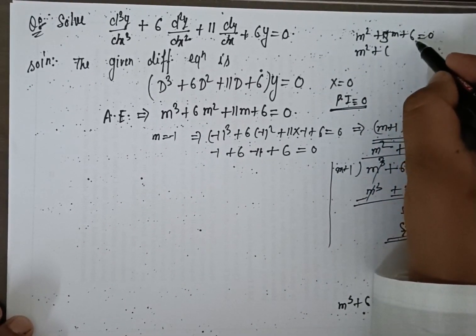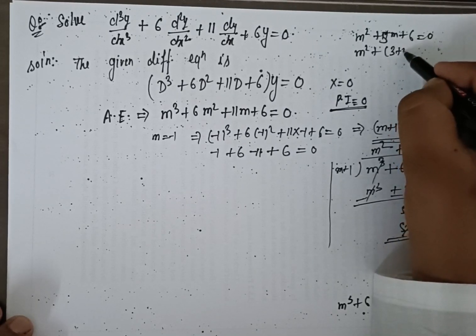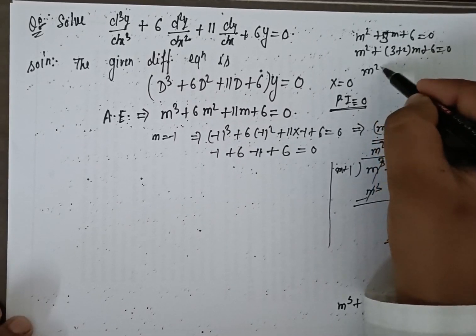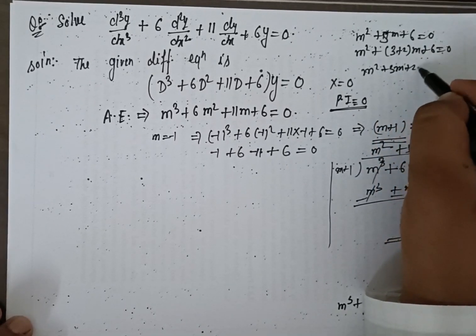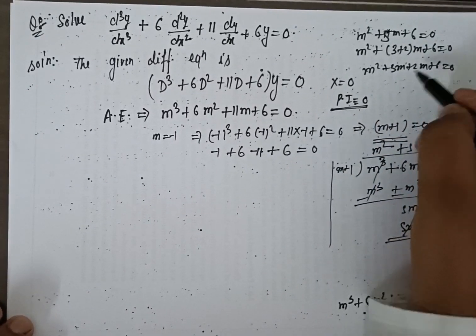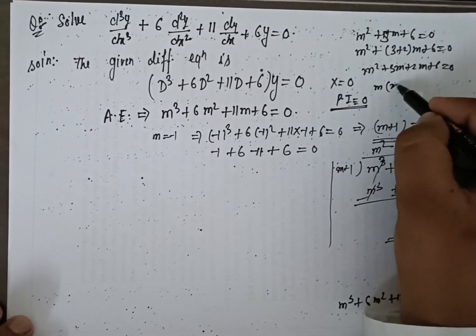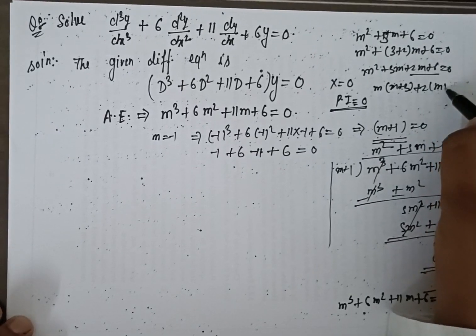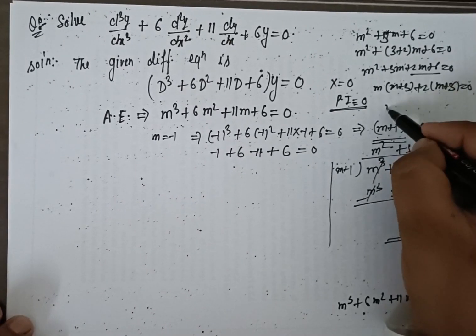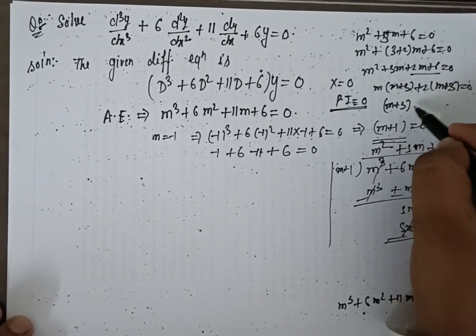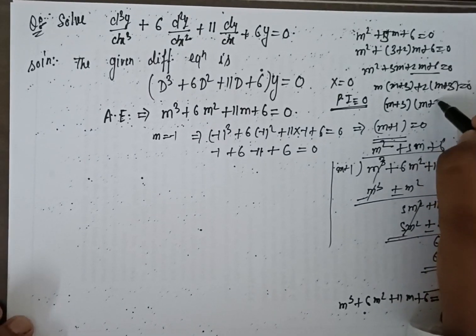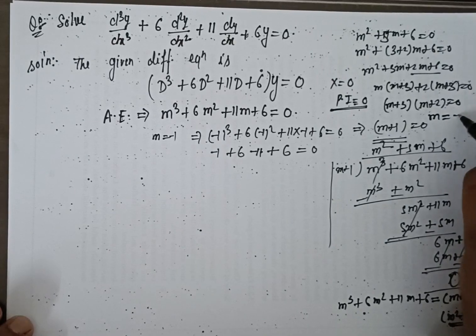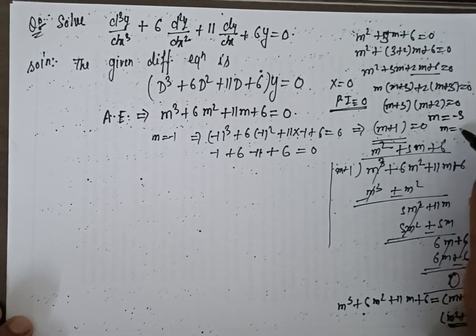So m square plus 3m plus 2m plus 6 equals to 0. So m common, m plus 3, and then plus 2 common, you will get m plus 3 equals to 0. So taking m plus 3 common, we find m plus 2 equals to 0. So you have here two values, m equals to minus 3 and m equals to minus 2.